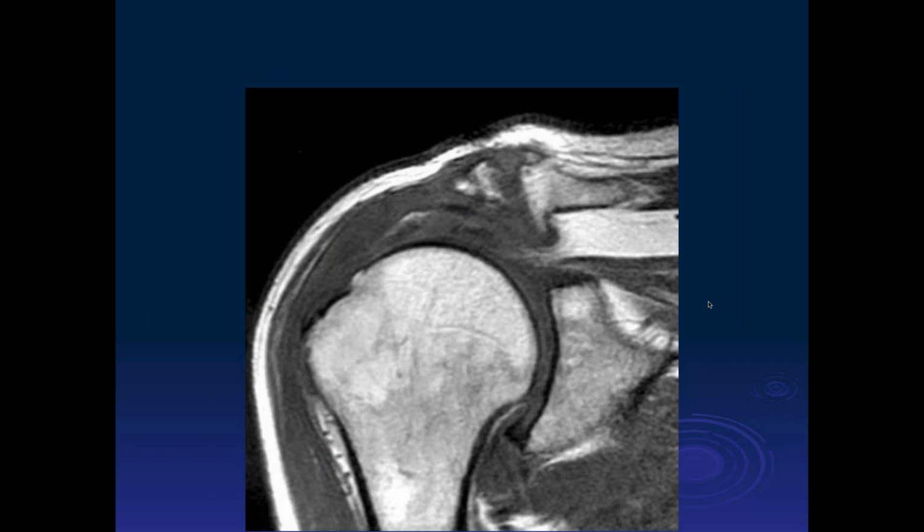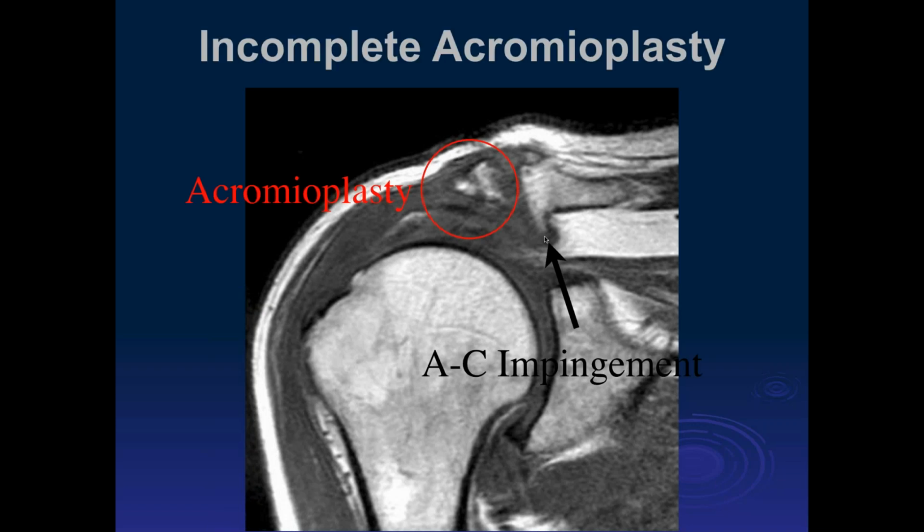So it looks like we have post-surgical changes of acromioplasty. I see a fair amount of scarring, or what looks like hypointense material around the acromioclavicular joint, and there's still some small inferior osteophytes at the distal clavicle. So this patient was still done. There's the acromioplasty. There's the osteophyte. And this patient continued to have symptoms because they didn't really completely remove all the areas of the impingement.